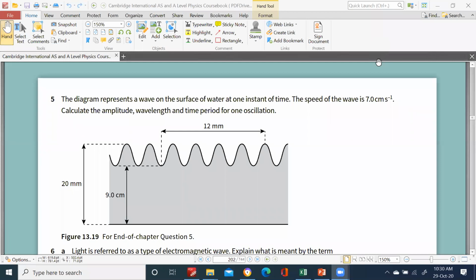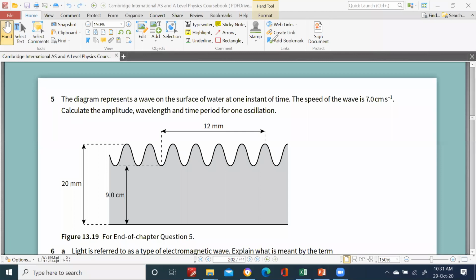Yes, let's try out that number in our end of chapter questions. Number 5, page 190. I'll discuss this number for us. Let me read it for you. It says that the diagram represents a wave on the surface of water at one instant of time. The speed of the wave is 7.0 centimeters per second. Calculate the amplitude, the wavelength, and the time period for one oscillation. That's the question. Anyone to take it on, you're welcome.